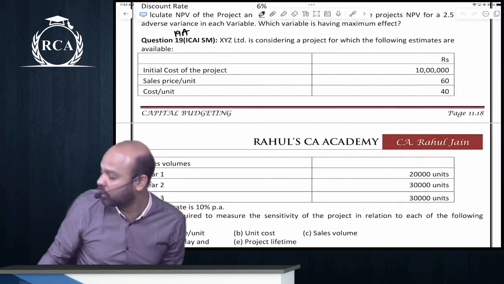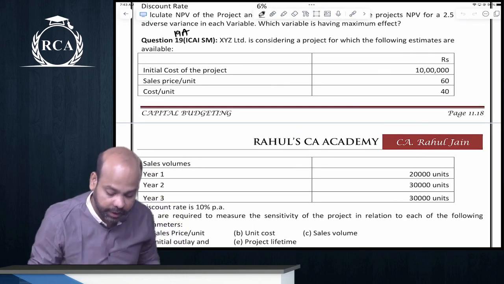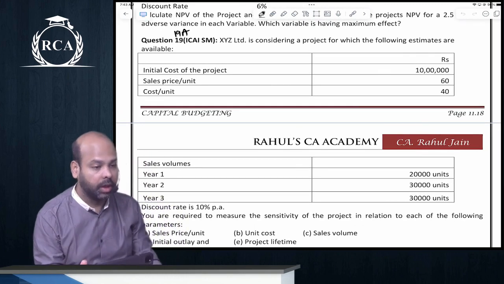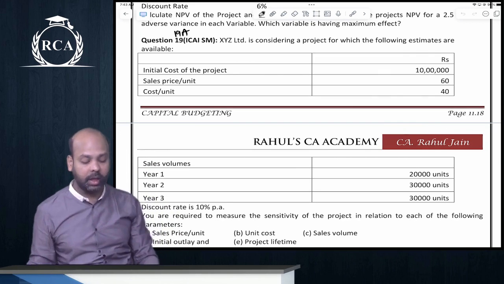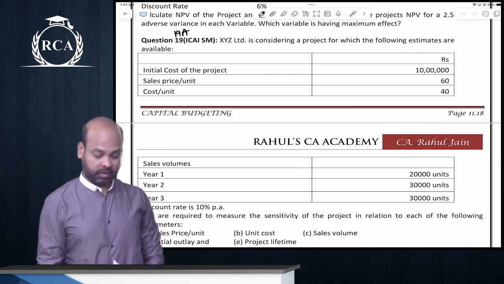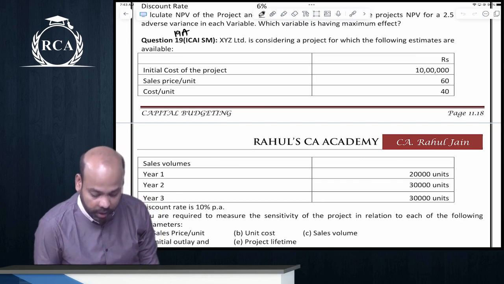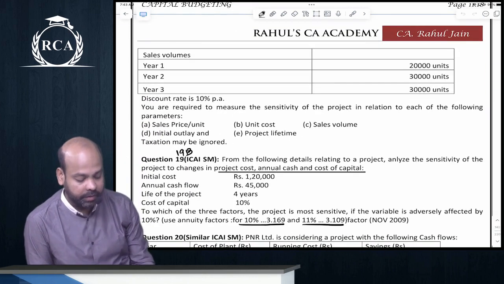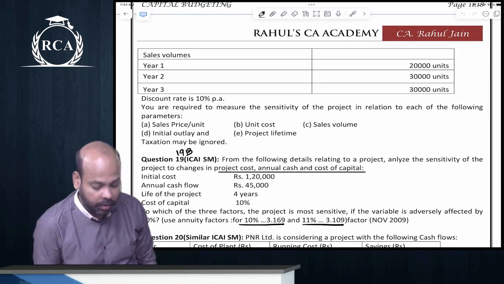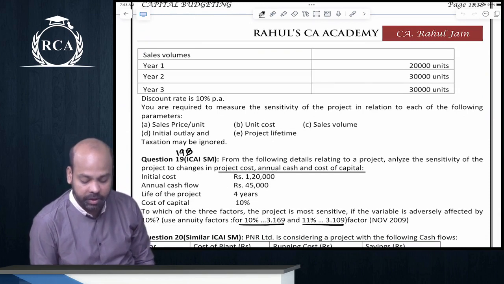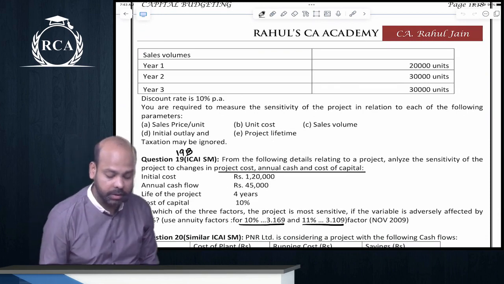XYZ Limited is considering a project, guys, for which the following estimates are available. Initial cost of the project is 10 lakh rupees. Selling price per unit is 60. Cost per unit is 40. Sales volumes are 20, 30, 30. Discount rate is 10% per annum. You are required to measure the sensitivity of the project in relation to each of the following parameters.